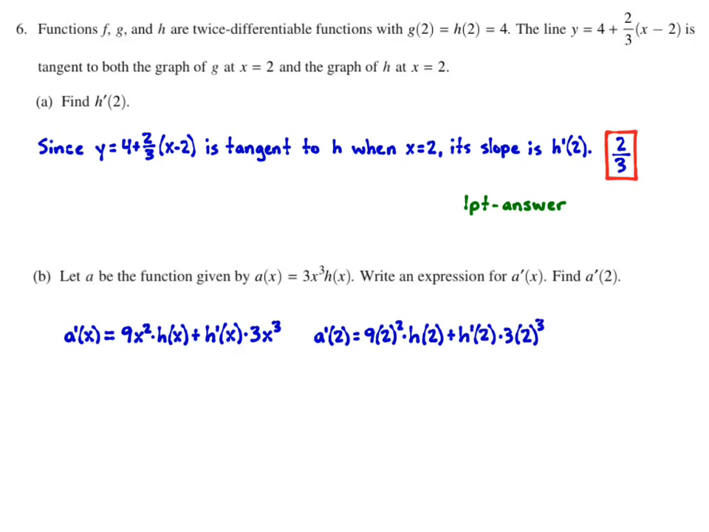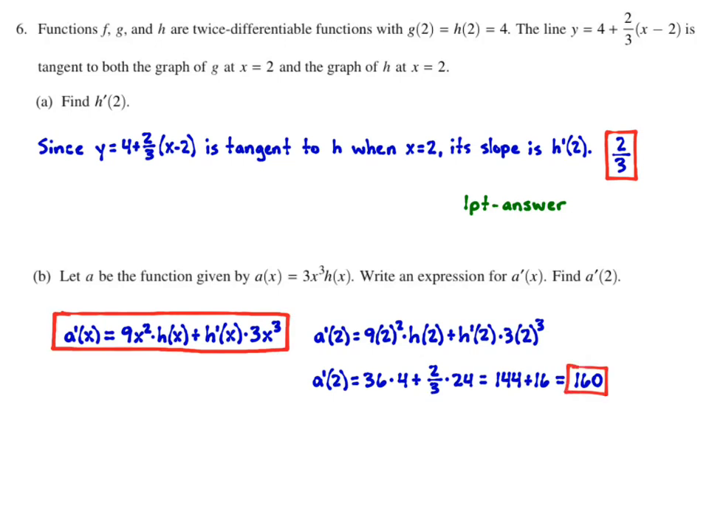So when I go to simplify all that, I've got to figure out what h of 2 is, and that was given in the prompt. h of 2 is 4, so 4 can go there. And then h prime of 2, I already figured out in part A is 2/3, so I can plug that in there. From there, I just simplified a little bit all at once. 2 squared times 9 is 36. 2 cubed times 3 is 24. And then simplifying all of that, I end up with 160 as a final answer.